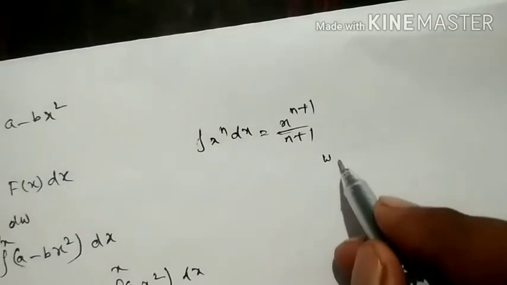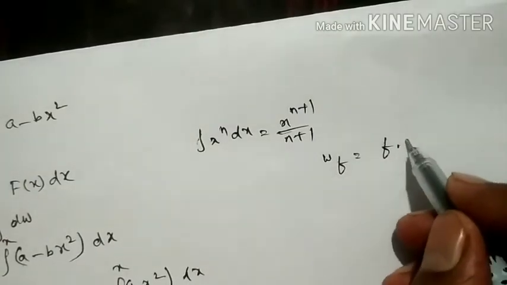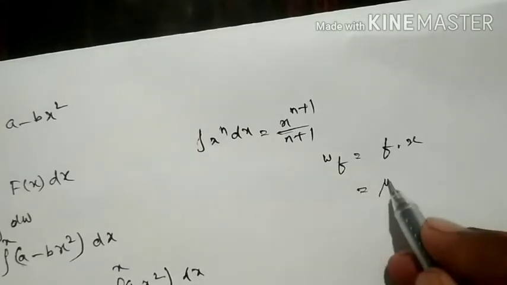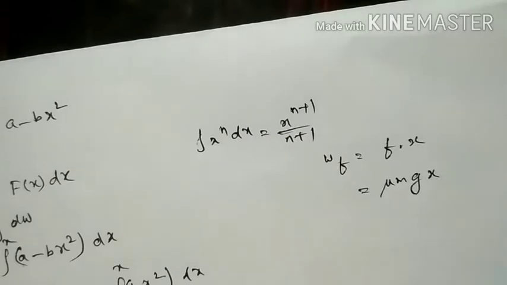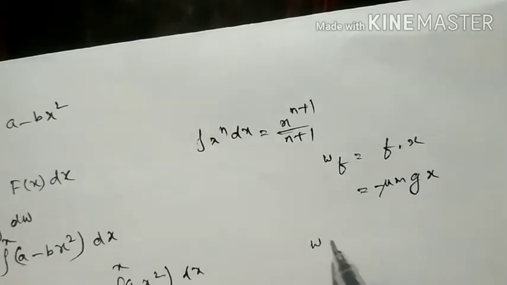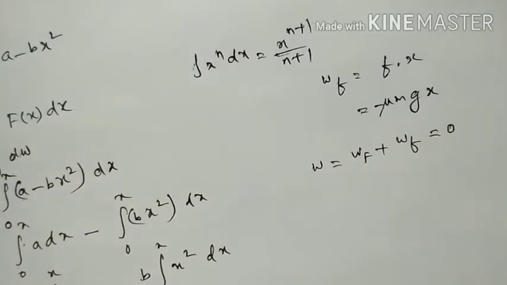Next one is work done by the frictional force. So I want to calculate the work done by the frictional force. What is work done by frictional force? Frictional force multiplied by displacement. Displacement is x, already it is given. What is the frictional force? Mu mg. So mu mg into x. So this is negative work done. So the total work done is equal to work done by the applied force plus work done by the frictional force, is equal to 0. That is the given condition.